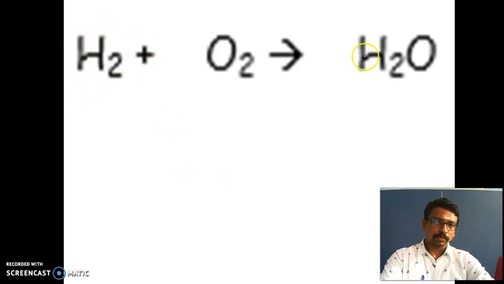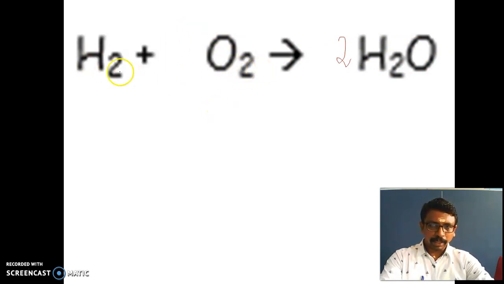2. In the product also, in the water molecule, the hydrogen contains 2 atoms. Oxygen: in the reactant, how many oxygen atoms are there? 2. In the product only 1. So here we have to put 2 here. If we put 2 here, the oxygen in the product will be 2, in the reactant also 2.